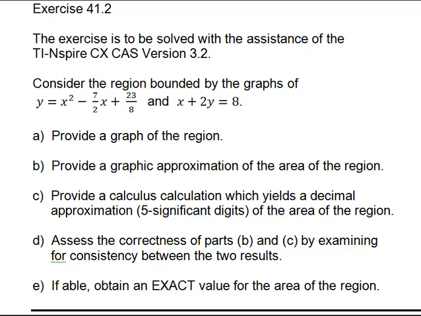Part A. Provide a graph of the region. B. Provide a graphic approximation of the area of the region. C. Provide a calculus calculation which yields a decimal approximation, 5 significant digits, of the area of the region.